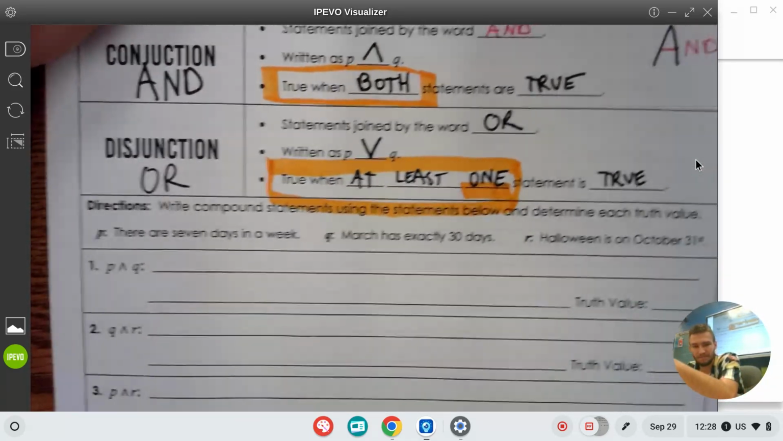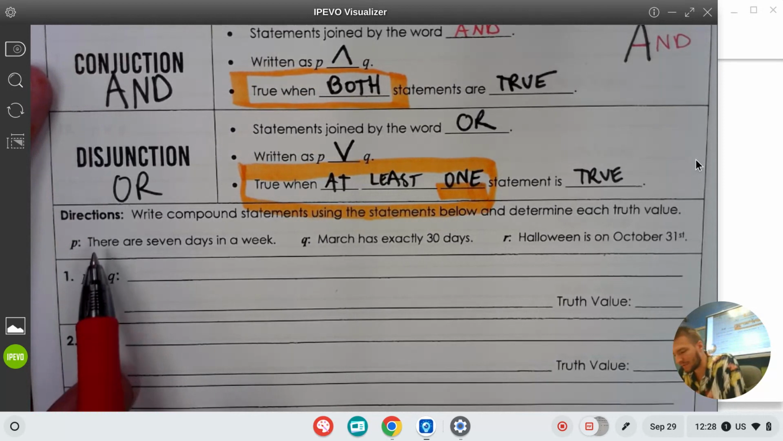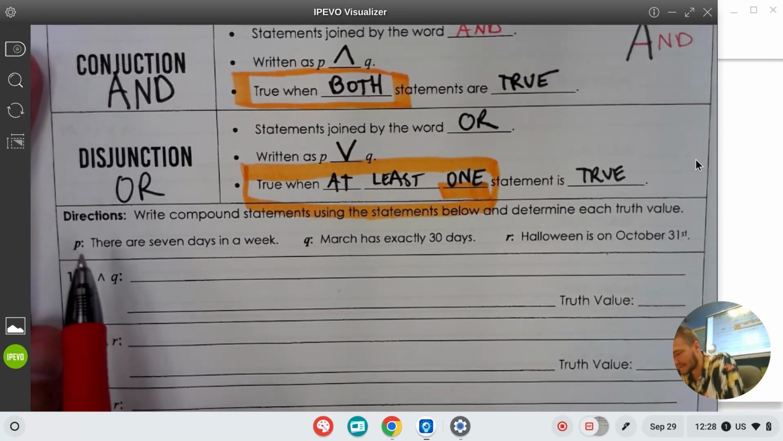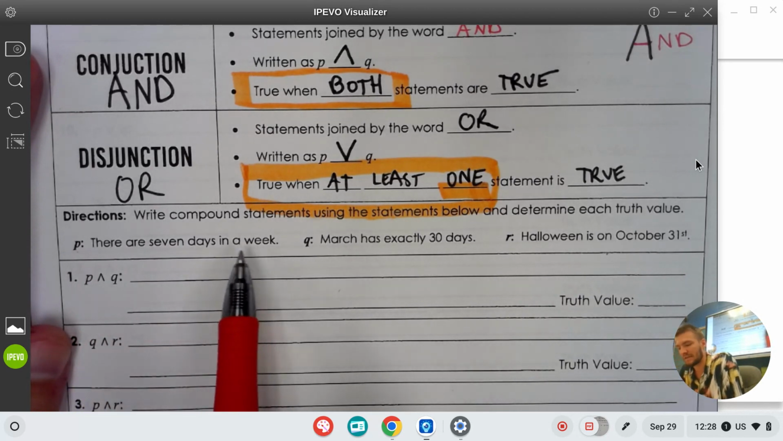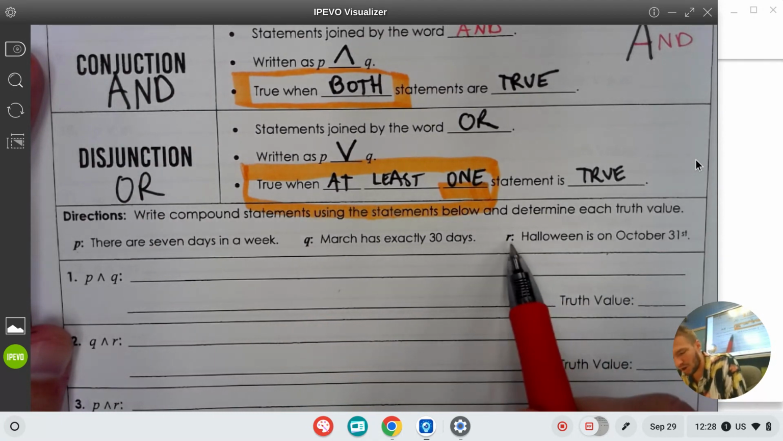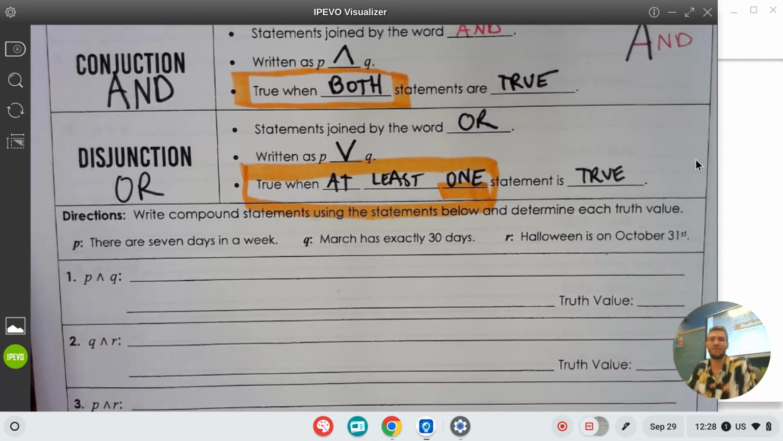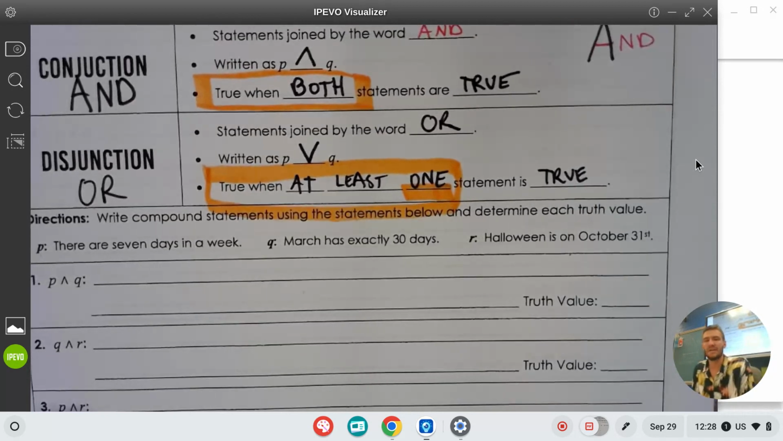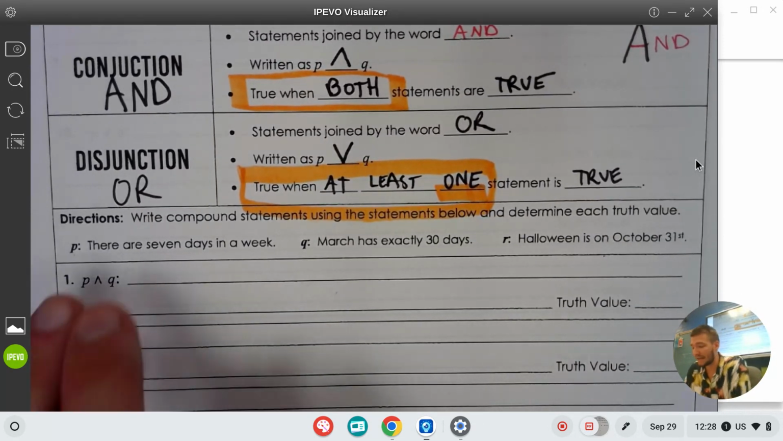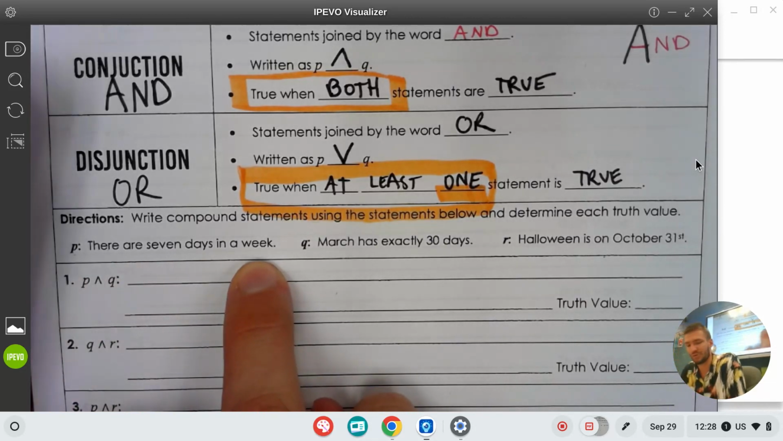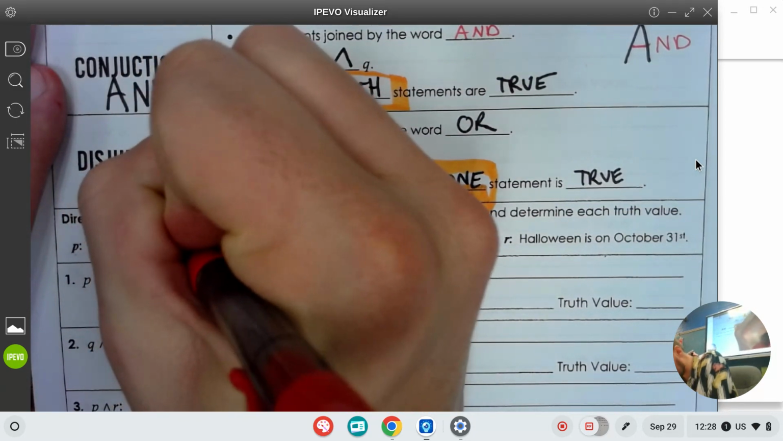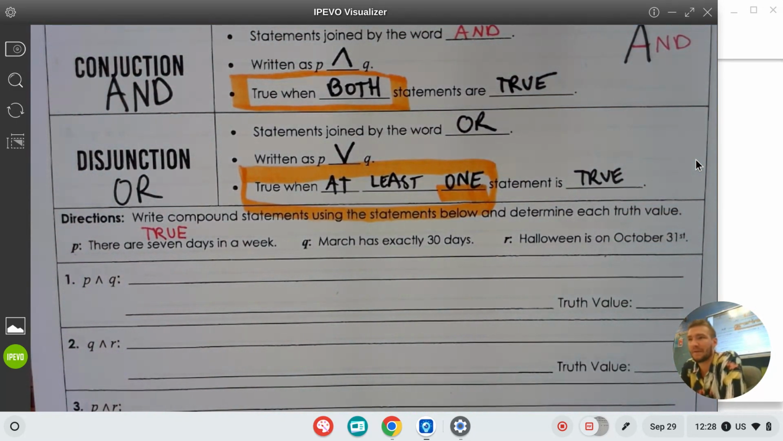Question 1. For all of these, we have 3 sentences. We have P, there are 7 days in a week. We have Q, March has exactly 30 days. And we have R, Halloween is on October 31st. Before we even start, let's think about these sentences and decide if they're true or false. There are 7 days in a week. True or false? I agree with you. P is a true statement.